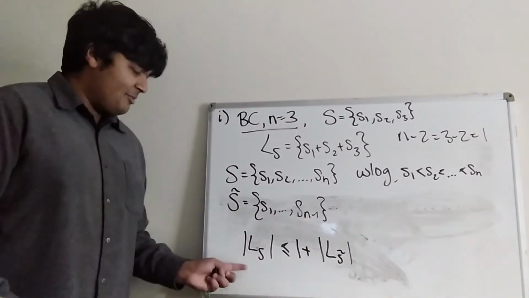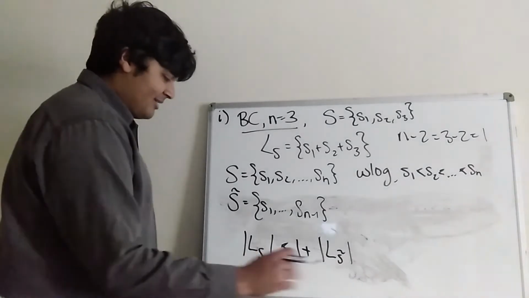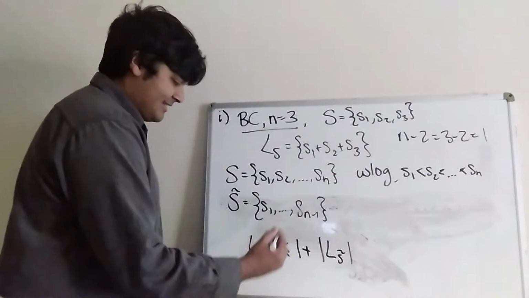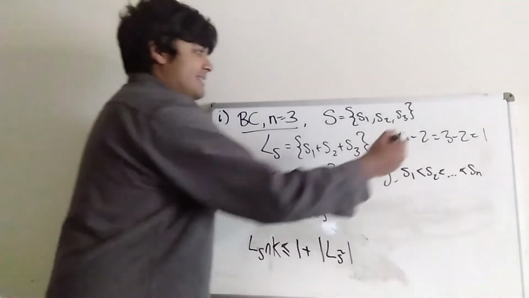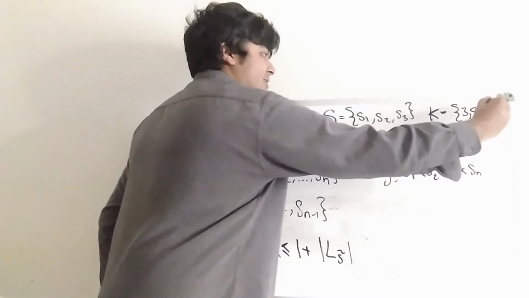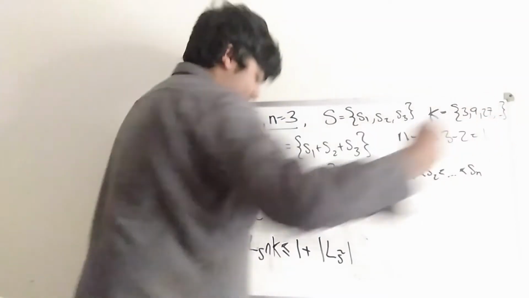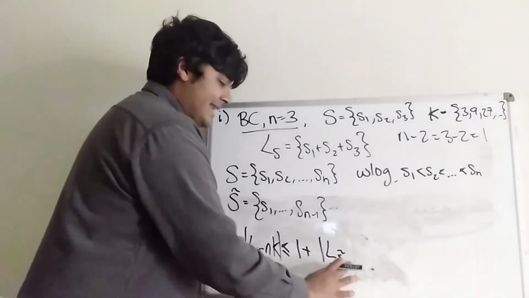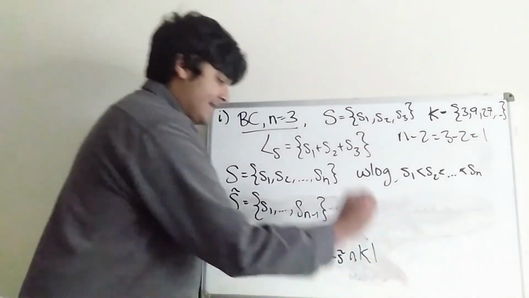So, in fact, I don't mean this. I should probably say the number of powers of 3. So Ls intersect, let's say K. So K is going to be the set of powers of 3. So 3, 9, 27, and so on. Okay, so Ls intersect K is less than or equal to 1 plus Ls tilde intersect K.